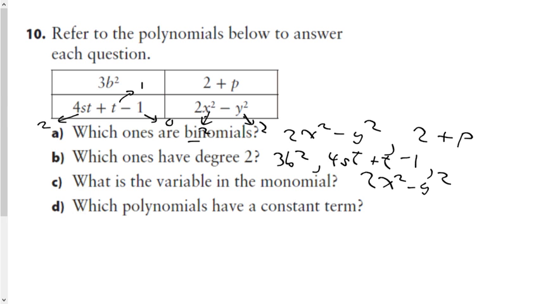Question 3, what is the variable in the monomial? Well, this is the only monomial. What's the variable in 3b squared? The variable is your letter. The variable is b, just b.